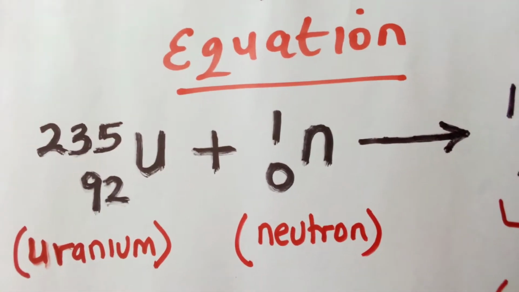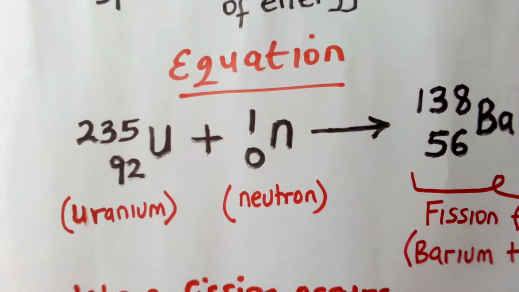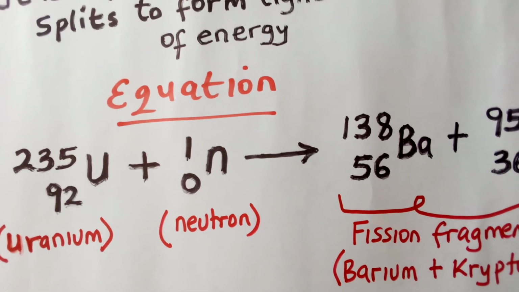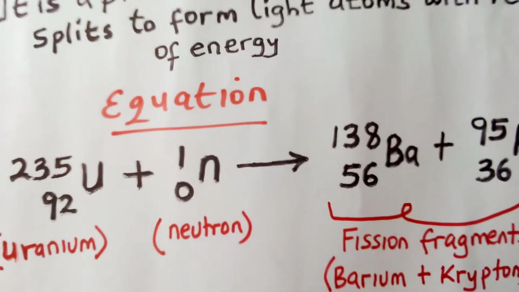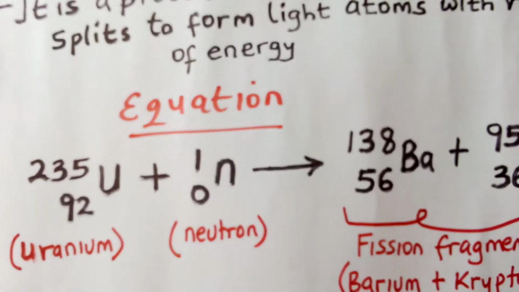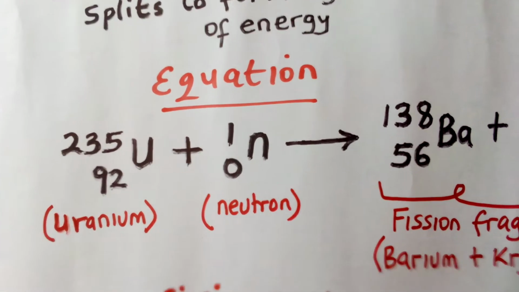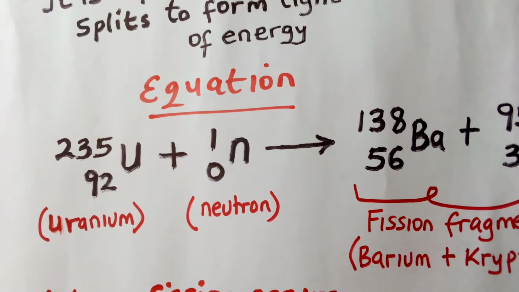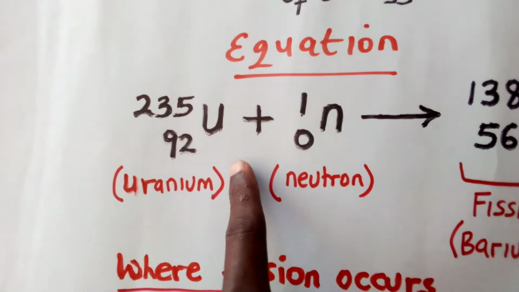Let's have an equation which represents nuclear fission. Now, where does nuclear fission first of all take place? From the definition, it takes place in unstable atoms, because it is the unstable atom which splits. An example of such unstable atoms is uranium. In the periodic table, uranium is number 92. So for uranium, we use the symbol U. So this is the equation.